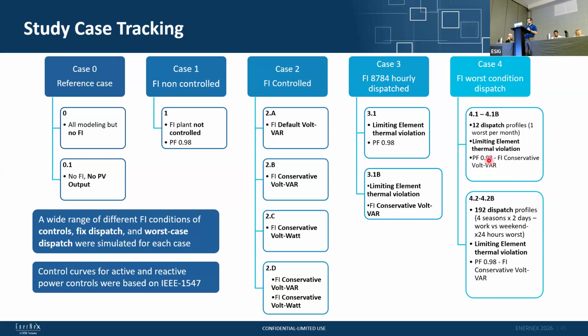And for case 3 and for case 4, both of them, we only looked at the fixed power factor cases and the conservative volt var case, and we'll show why those results later on. But as you can see, there's any number of permutations here between case 2 and all these different 2A through D, and then case 3 and 4. So a couple different cases, but we'll show some of the results in a couple slides here.